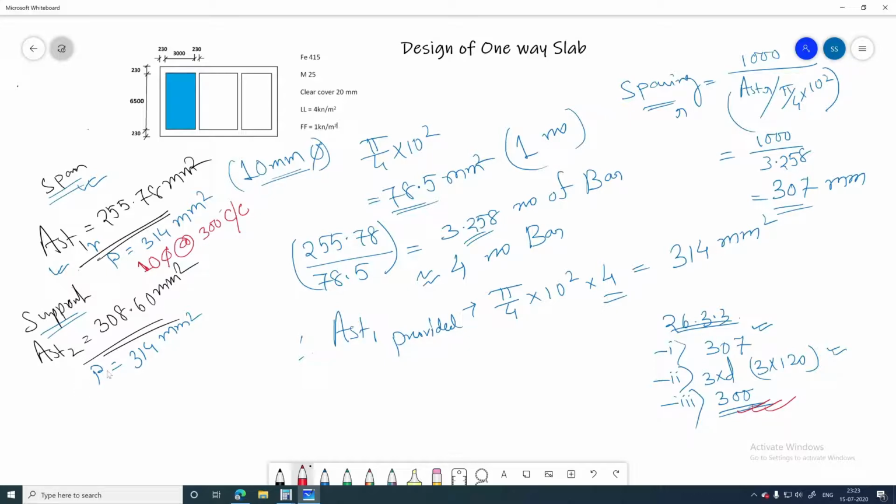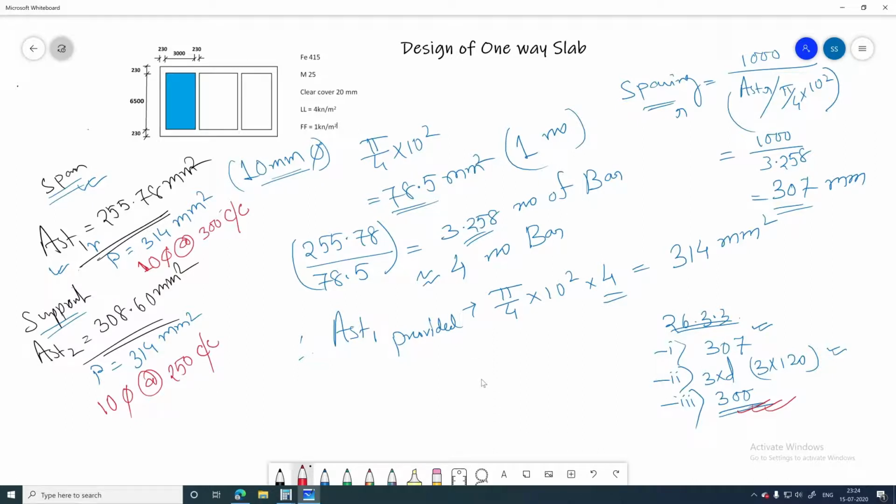Okay, now for AST2 we will consider 10 phi at the rate 250 center to center. Similarly, we determine the spacing in this way, and yeah, we will get this 250. Actually, the value of the spacing will be greater than 250, but yeah, we consider the lesser value. Definitely, it will be safe. Okay, so you just check this one also, the spacing of the support also.